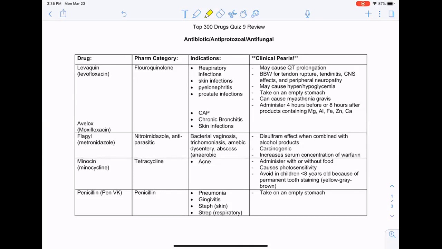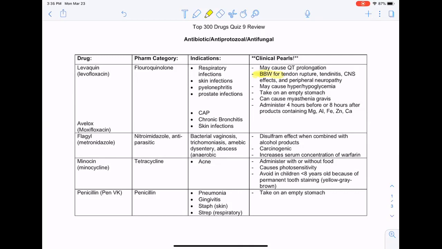Also, something that's really important to know is to always pay attention to the black box warnings. So that's something to stick in your mind. That's something that could be tested on boards. You're definitely going to have it on exams going forward. So black box warnings are always important to remember.